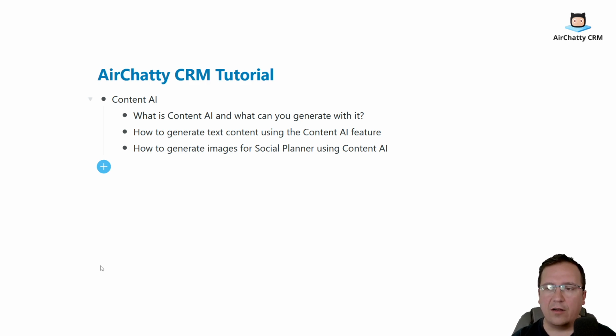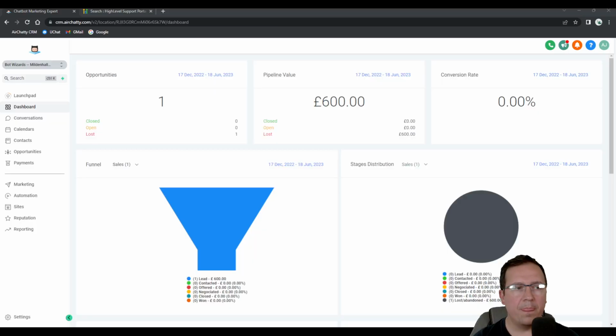So how to generate, what can you generate with it, and how to generate text content using the content AI feature, and also how to generate images that you can use in the social media planner, so you can post on social media different texts using AI generated images. So let's jump right here into AirChatty CRM.